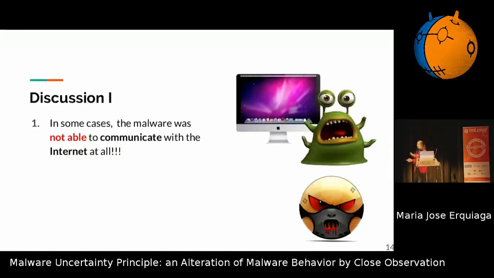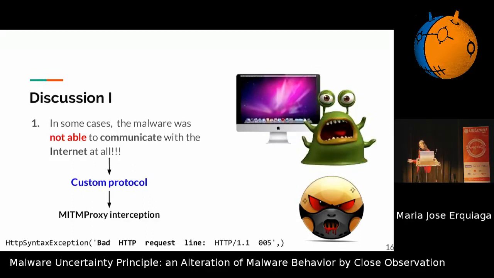So here's the discussion. In some cases, malware could not connect to the internet at all. They weren't able to communicate at all. This was because the malware was using a custom protocol. So with the man-in-the-middle proxy interception, the proxy could not understand the protocol, and we were seeing this kind of message of bad request. And that didn't happen with the same malware without the man-in-the-middle proxy interception. That was the difference.